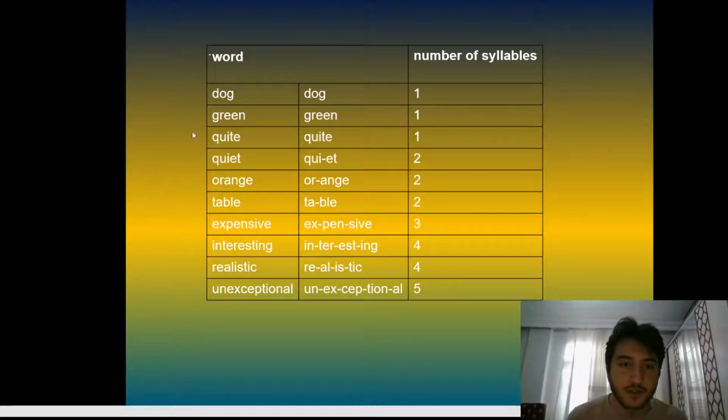We say the words here and count how many syllables they have. Dark, one syllable. Green, quiet, white. Orange, table, expansive, interesting, realistic, unexceptional.